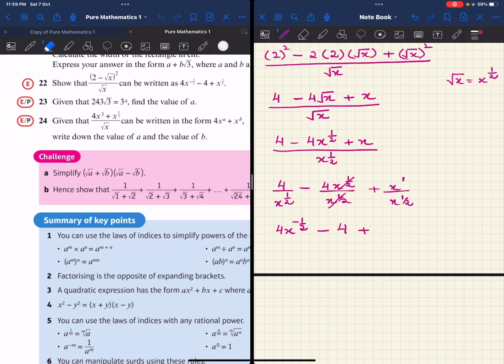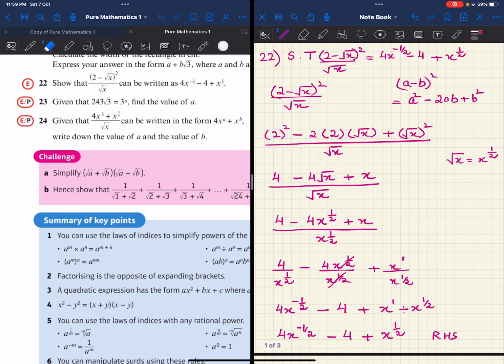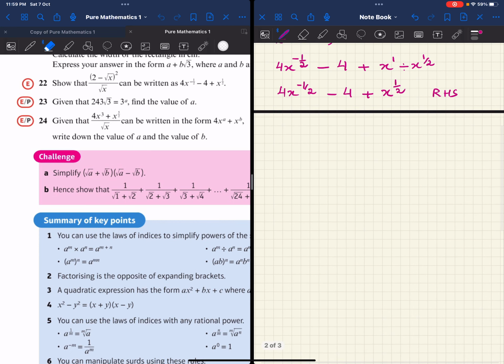And here we have x to the power of 1 divided by x to the power of half. We know that when bases are divided, powers are subtracted. So for this portion we will subtract the powers. We have this as it is, minus 4, plus 1 minus half. When the powers are subtracted, we get x to the power of half, which is equal to the right hand side. So that is 4x to the power of minus half minus 4 plus x to the power of half. That answers 22.